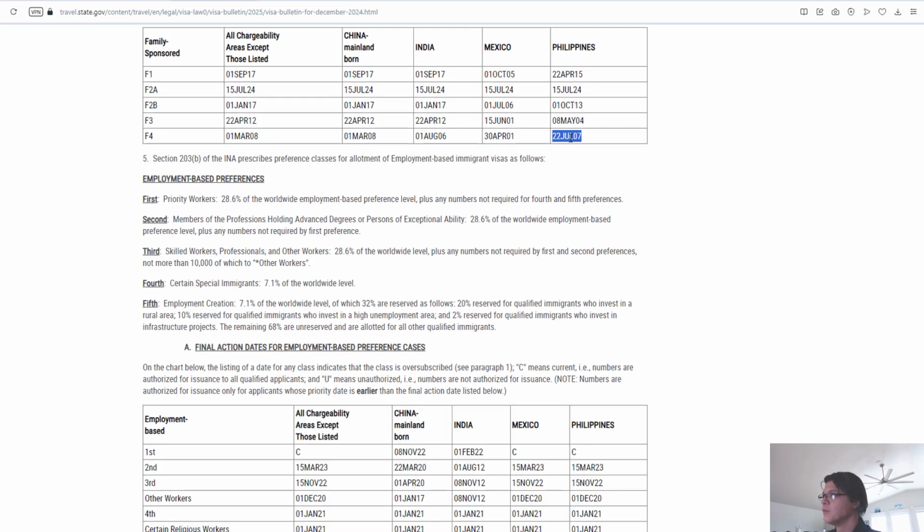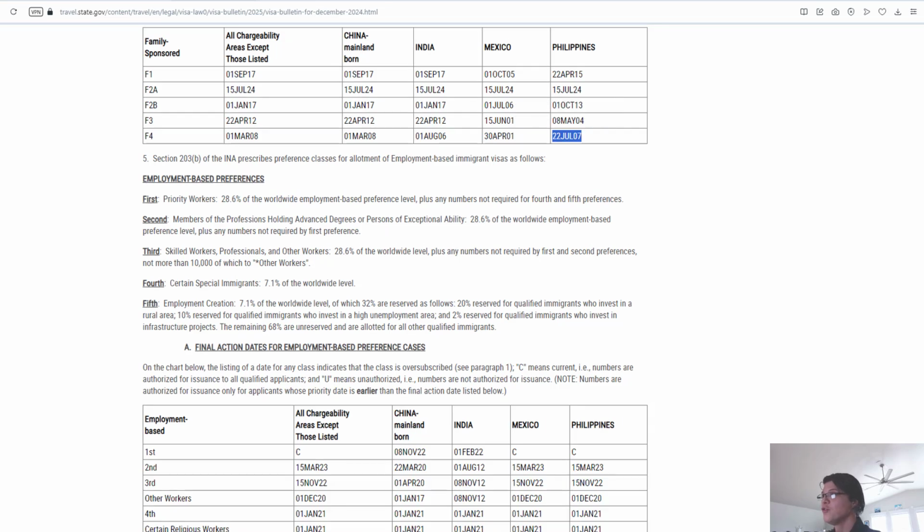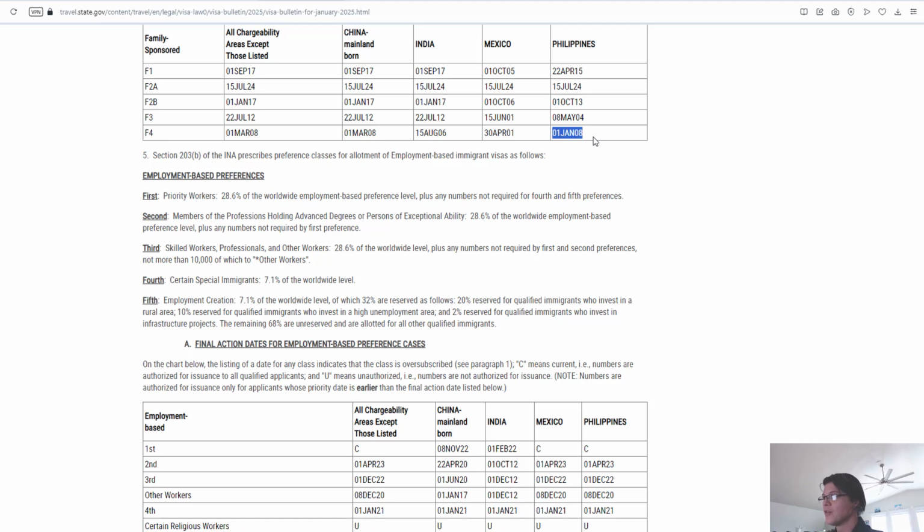And looks like some movement for Philippines from 22nd of July to 1st January. Wow, okay, that's pretty good movement. Good news for Philippines people waiting for documentary qualification in fourth family preference category. So from 22nd of July we have August, September, October, November, December, January. So like almost 6 months movement. That's definitely pretty good news. That's what we expect to see on all the rest of the categories, all the rest of the chargeability areas.